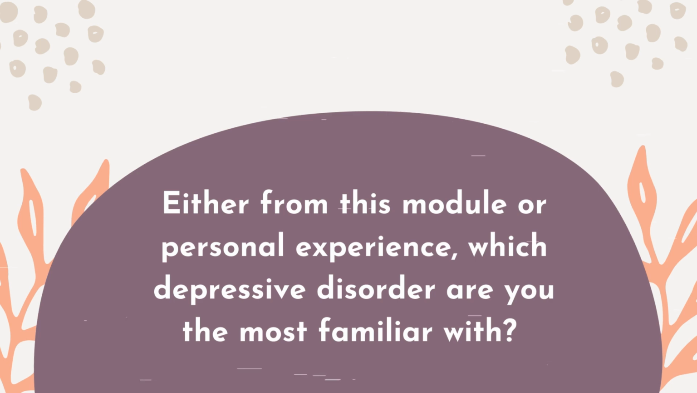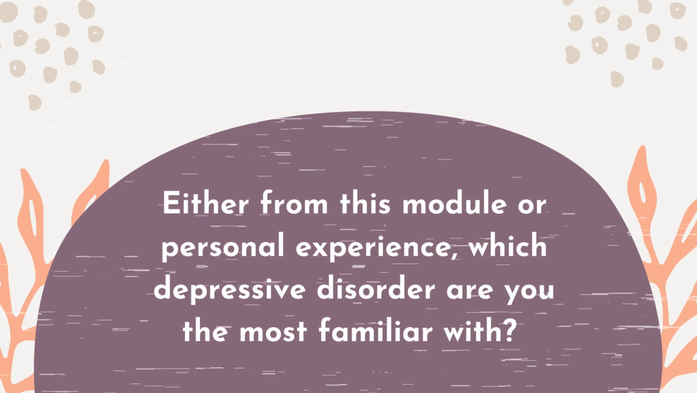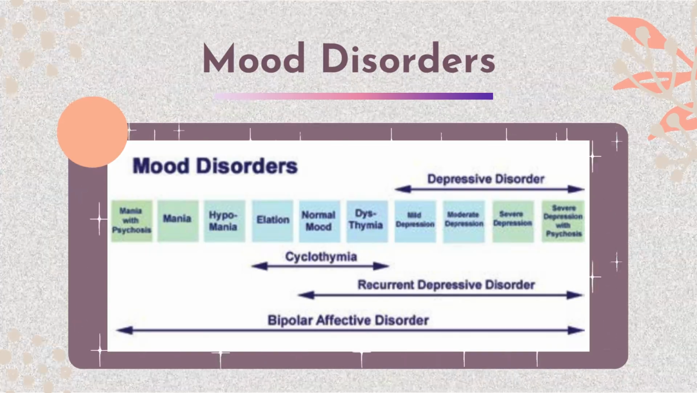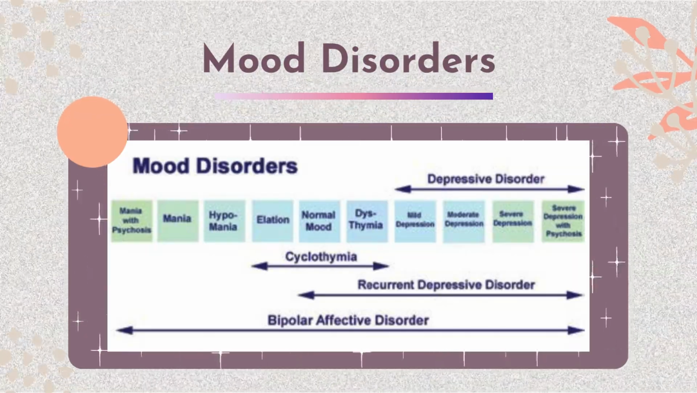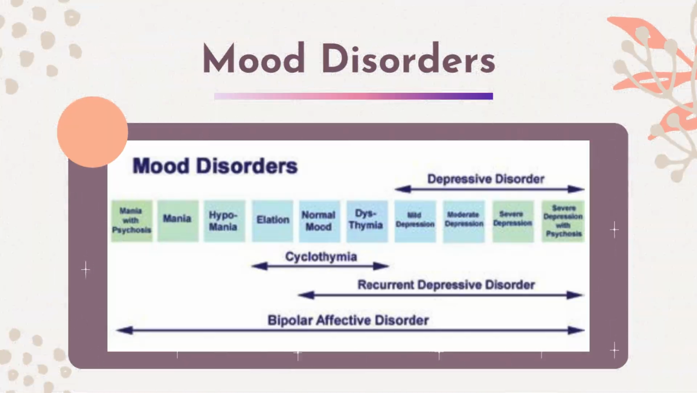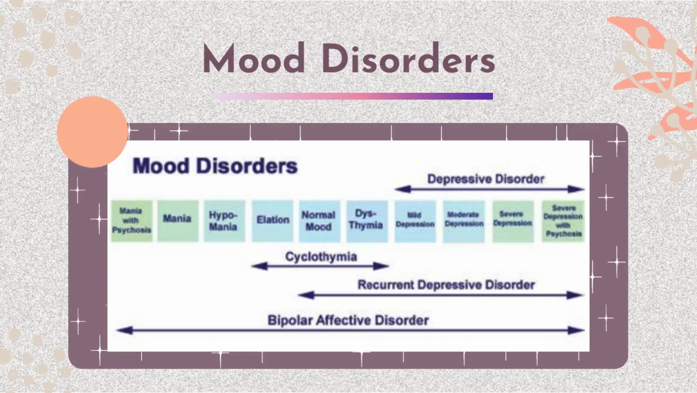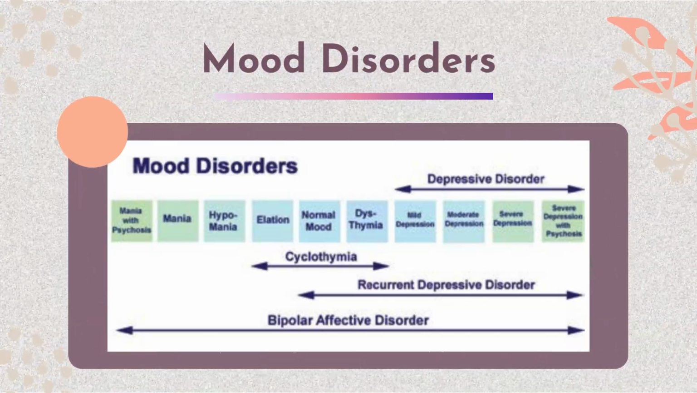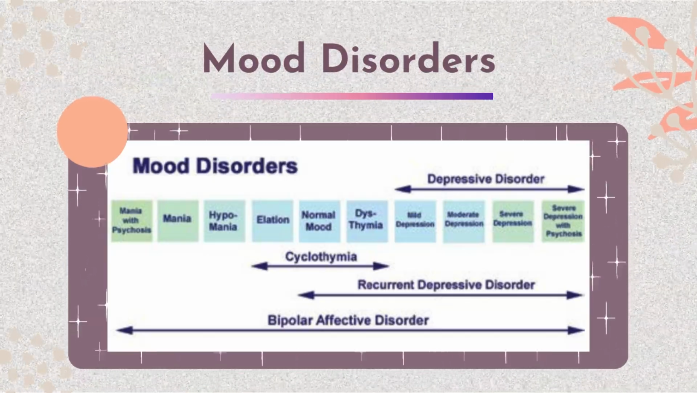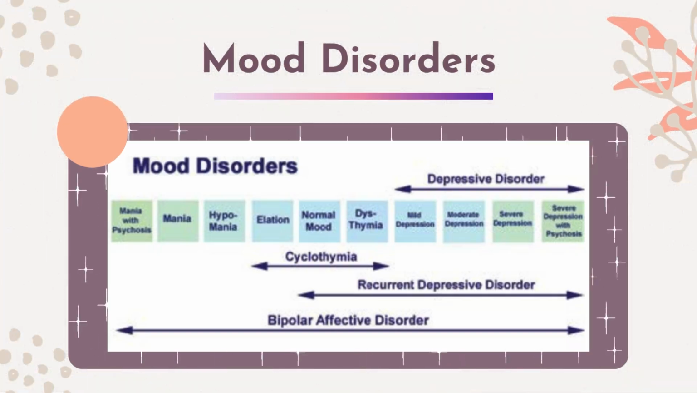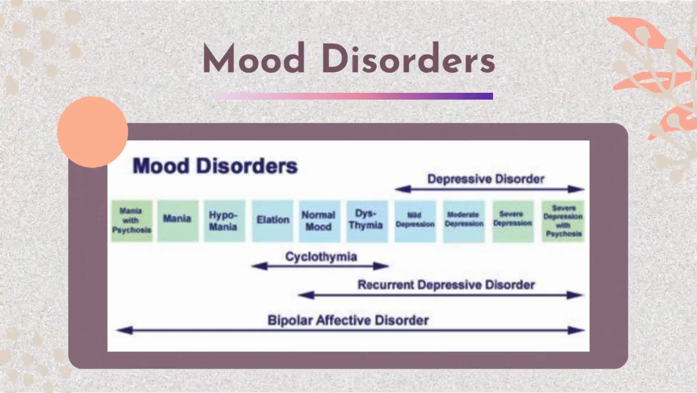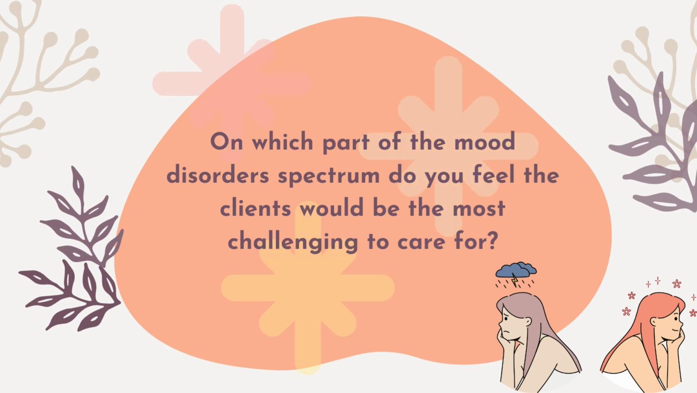Either from this module or from personal experience, and obviously you don't have to say which one, which depressive disorder are you the most familiar with? We have another great screenshot from your book. However, I really like this one as well as the other one that I used. I think it's a great representation of the continuum of mood disorders with depressive disorder at one end and mania and psychosis on the other end. There's a lot of different things that fall in between, so make sure that you understand what those are and why they fall where they fall. Also, please make sure that you have watched the video Youth Voices Kylie Versosa on Depression. On which part of the mood disorder spectrum do you feel that the clients would be the most challenging to treat?